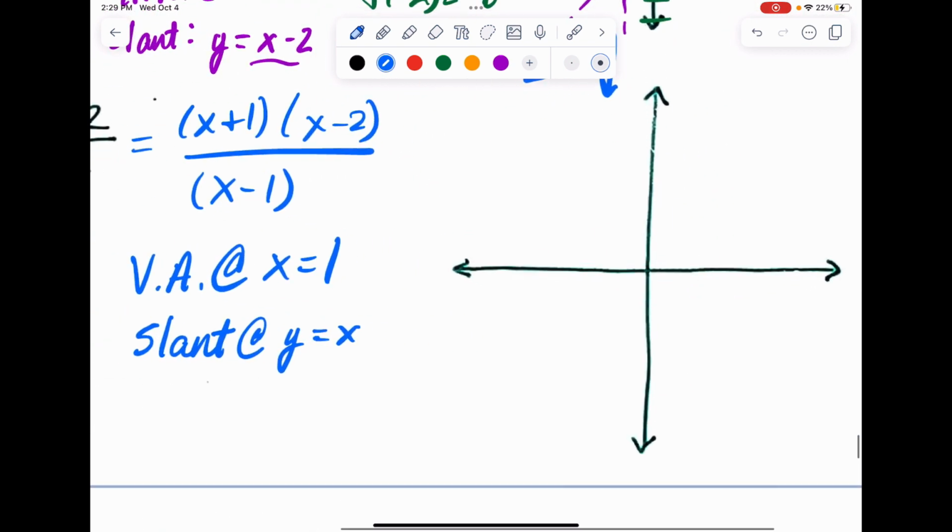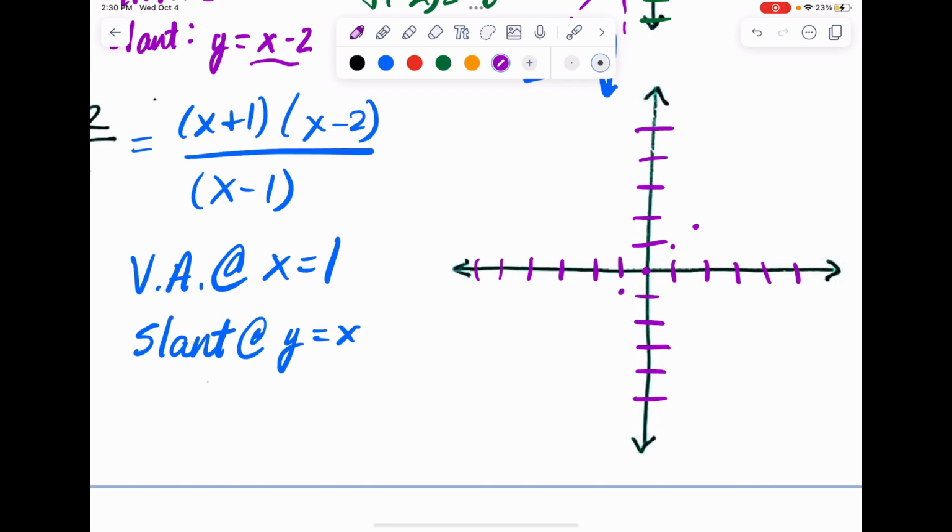Now we have to graph this real quick. I know that when I have y equals x, that's just a diagonal line. I have 1. Like that. Okay, and then we also have another one at x equals 1. The last thing I need to do is plug in points.